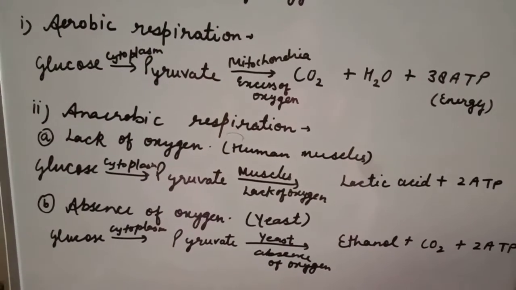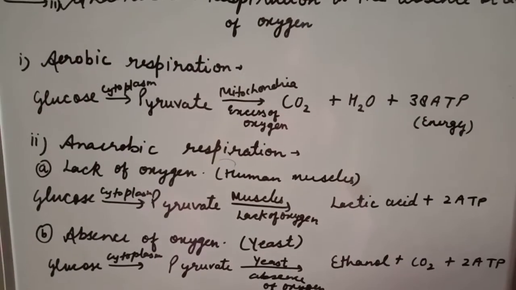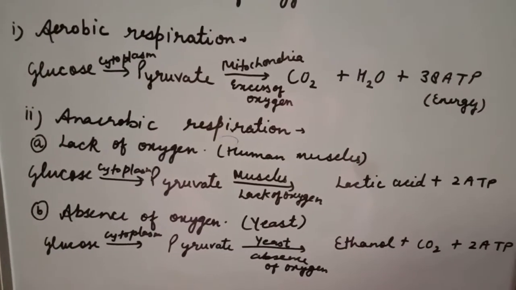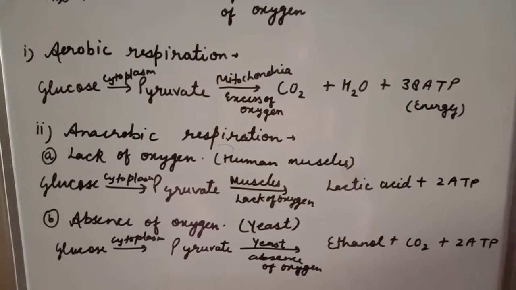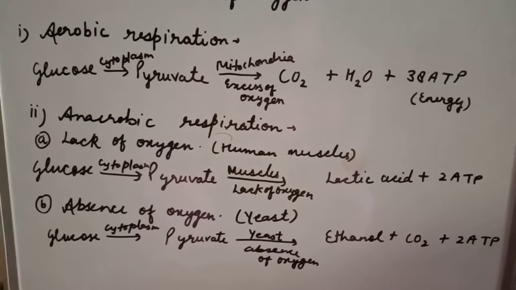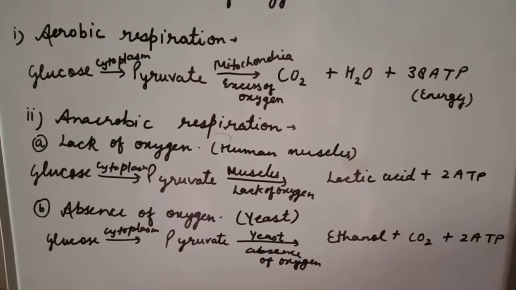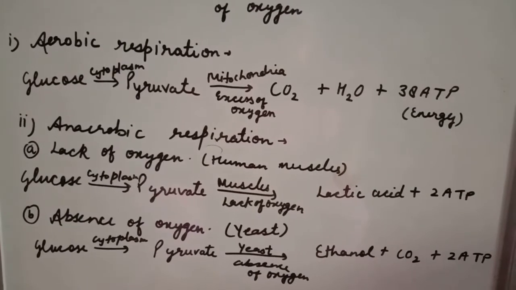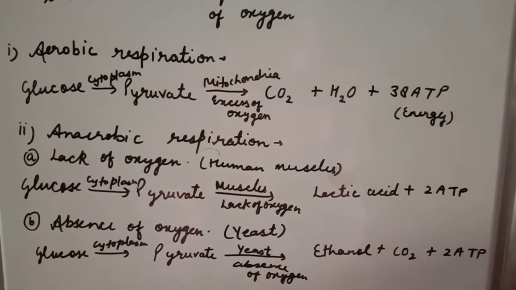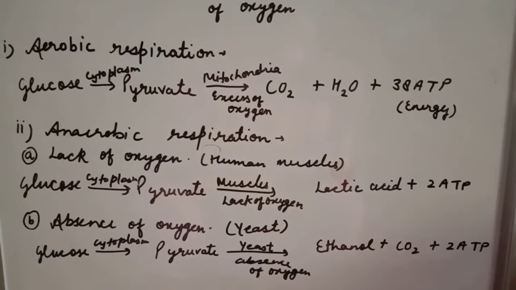और लैक्टिक एसिड क्या है? लैक्टिक एसिड इज़ अ काइंड ऑफ वीक एसिड. Whenever it gets accumulated in our muscles, तो we feel muscle cramps, पेन होने लगता है हमें, मस्कुलर पेन होता है. That is due to the accumulation of lactic acid. अब क्या है, next is in the absence of oxygen. Absence of oxygen takes place in yeast.